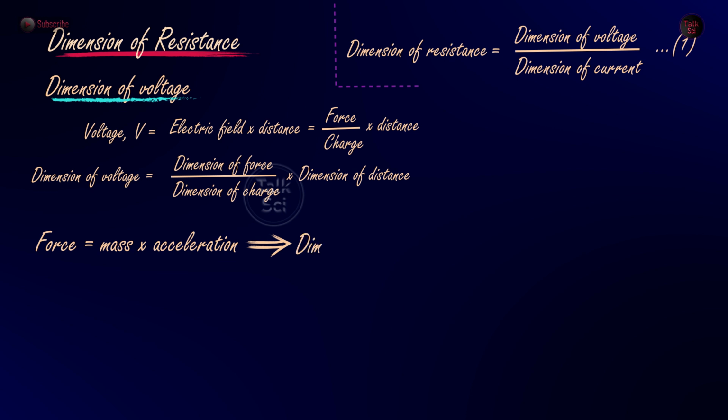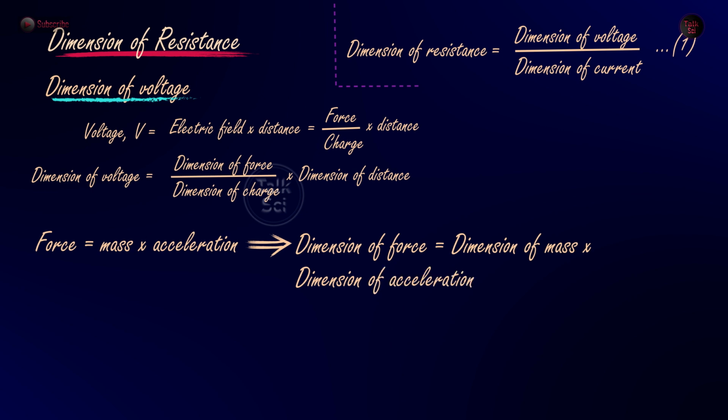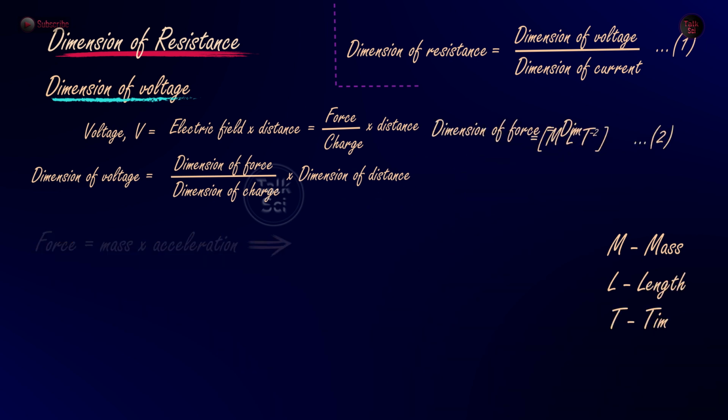Therefore, dimension of force is equal to dimension of mass into dimension of acceleration, which is equal to dimension of mass, M, multiplied by dimension of acceleration, L T raised to minus 2. So, we get dimension of force is equal to M L T raised to minus 2. This is equation number 2. Here M is the mass, L is the length and T is the time.